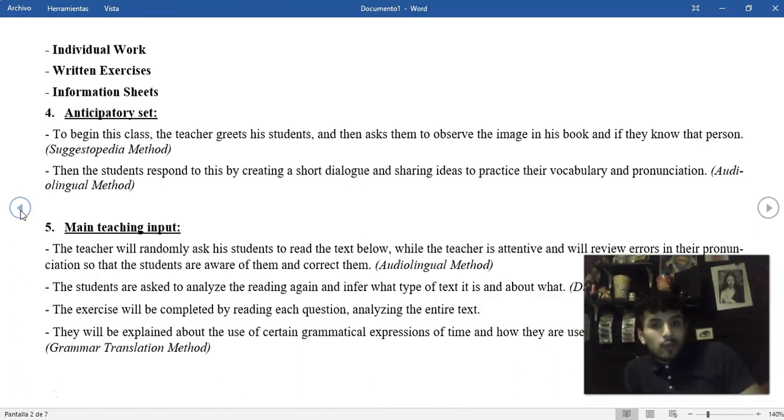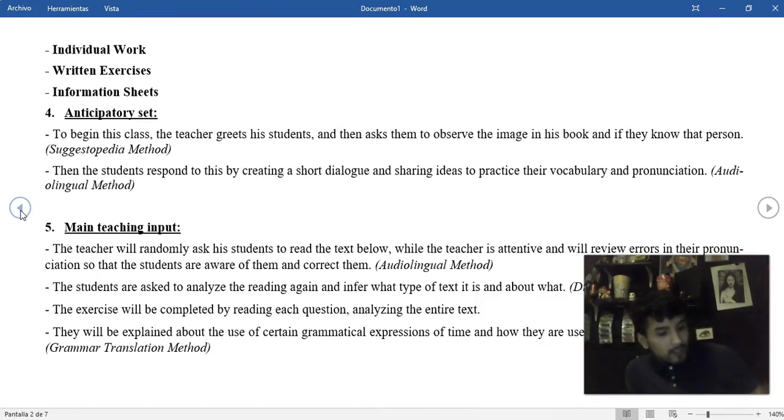In this way, we're going to practice the vocabulary and pronunciation, in which we're going to use the audio-lingual method because it has to do with pronunciation or oral production. The main teaching input: the teacher will randomly ask his students to read the text below, while the teacher is attentive and will review errors in the pronunciation so that the students are aware of them and correct them.